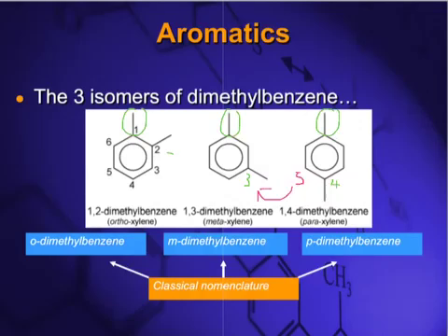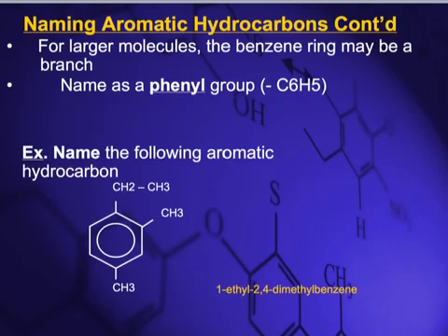You'll know that this is 1,2 isomer, this is the 1,3 isomer, and this is 1,4 isomer. In the classical naming system, we have what's called ortho, meta, or para. Those are the classical names, and you'll see that sometimes in your textbook.